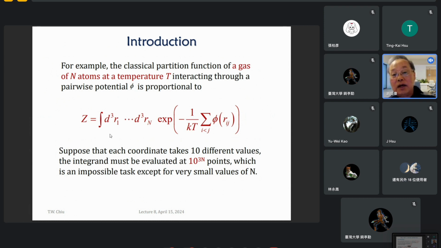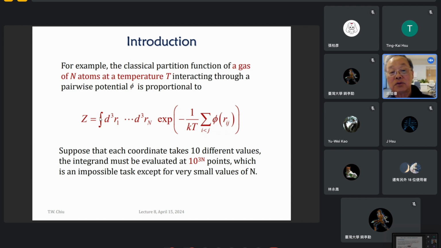So this integral has a dimension of 3n, because each atom has a three-dimensional integral, so altogether it has 3n. Now suppose each coordinate takes 10 different values, so in the x direction only 10 points. Then the integral must be evaluated at 10 to the power 3n points.